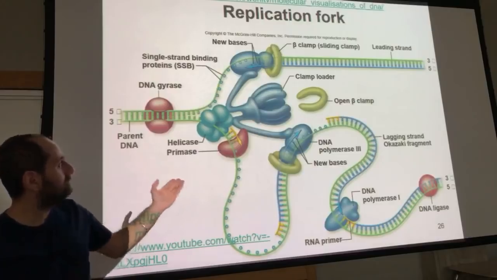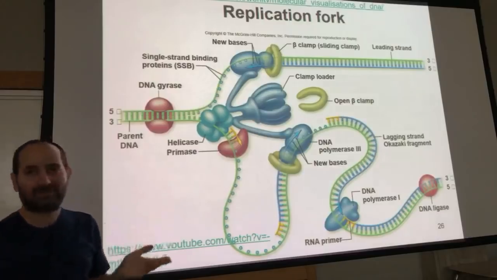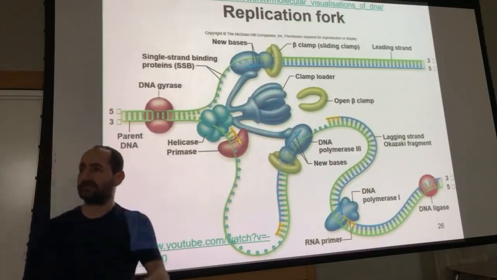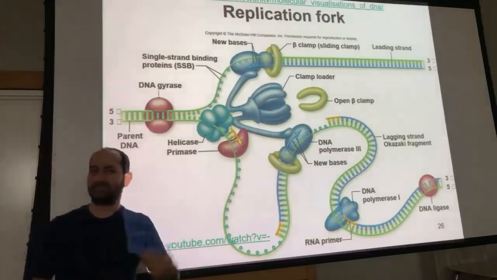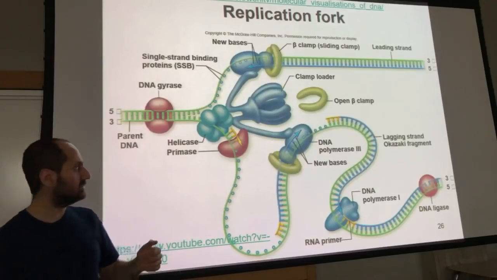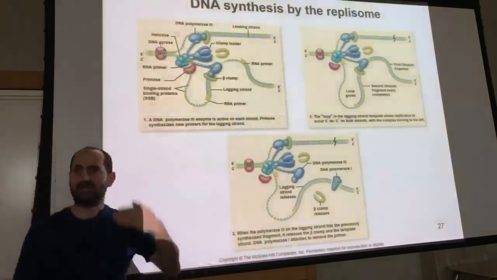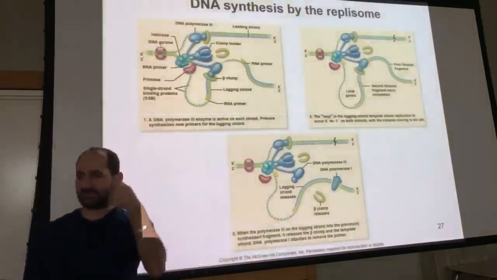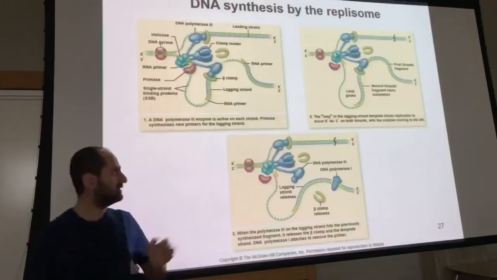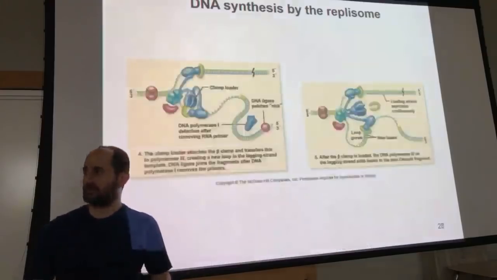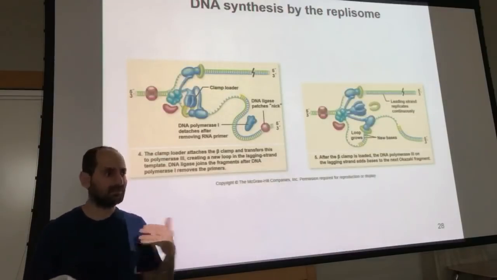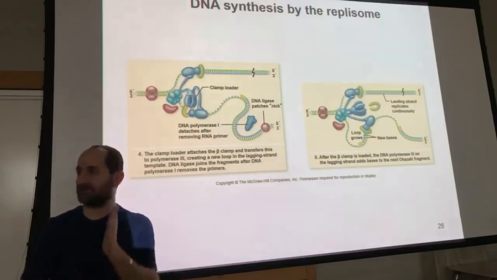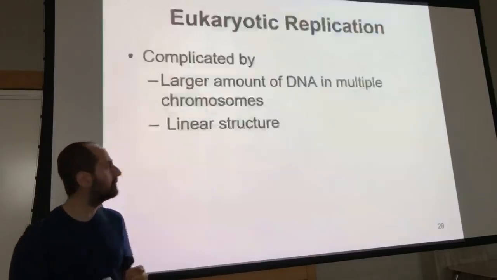And do you remember the clamp loader? The clamp loader's job is to load the clamps. Okay, and you remember what the beta clamps do? Increase the processivity of DNA polymerase 3. Now you don't need to go into these slides here and know exactly what the clamp loader is doing step by step. I have it here for your own information because it's neat to understand, but you don't need to stress out about this. Just know what the players do, right?